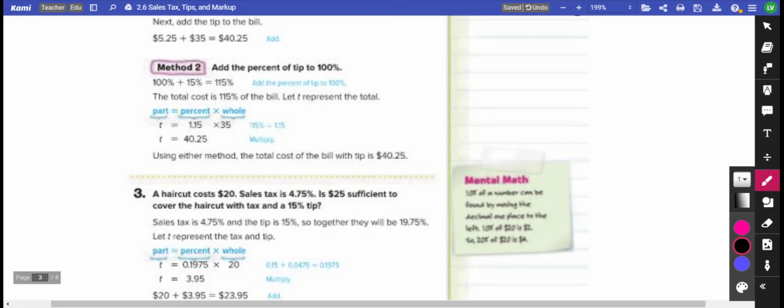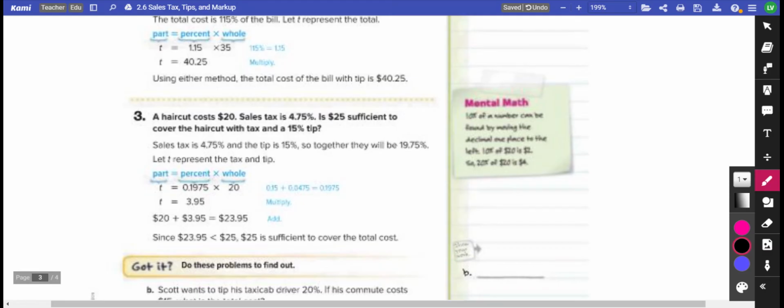So problem number 3. A haircut costs $20. The sales tax is 4.75%. Is $25 sufficient to cover the haircut with tax and a 15% tip? So sales tax is 4.75%, and the tip is 15%.